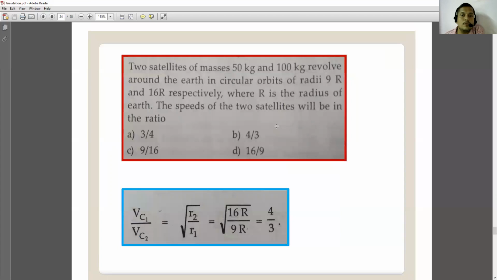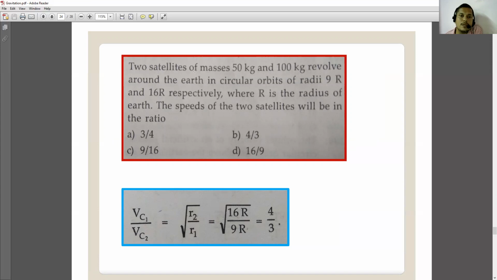Next, two satellites of masses 50 kg and 100 kg revolve around the Earth in circular orbits of radii respectively 9R and 16R, where R is the radius of Earth. The speeds of the two satellites will be in the ratio of. तर याचा जो स्पीड आहे, ऑफकोर्स क्रिटिकल व्हेलॉसिटी मध्ये आपल्याला ॲडजस्ट केलेले. तर याचं रिलेशन आपल्याला माहिती पाहिजे. Vc1 upon Vc2 is nothing but under root R2 by R1. तर इथं काय दिलेले आपण चेक करू.